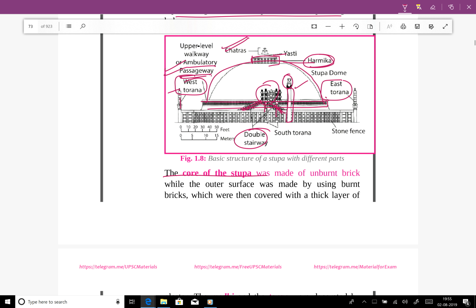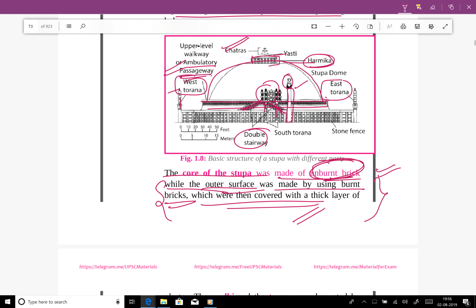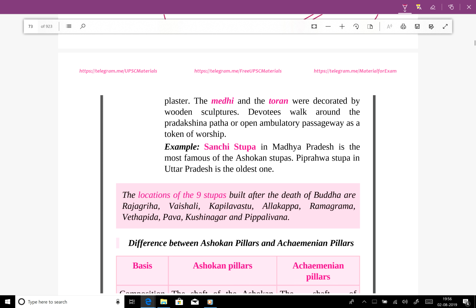The core of the stupa was made of unburnt brick. This is important: unburnt brick. Burnt bricks were not used for the core at that time. The core of the stupa was made of unburnt bricks, while the outer surface was made using burnt bricks, which were then covered with a thick layer of plaster.